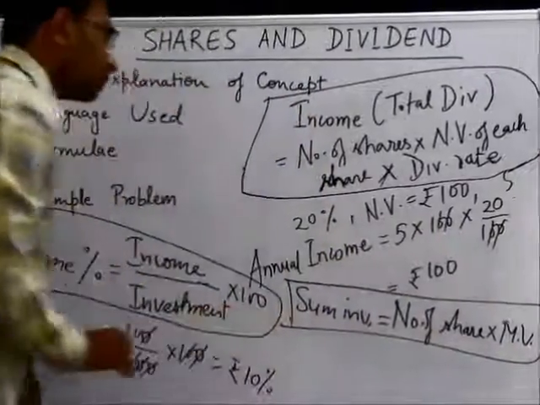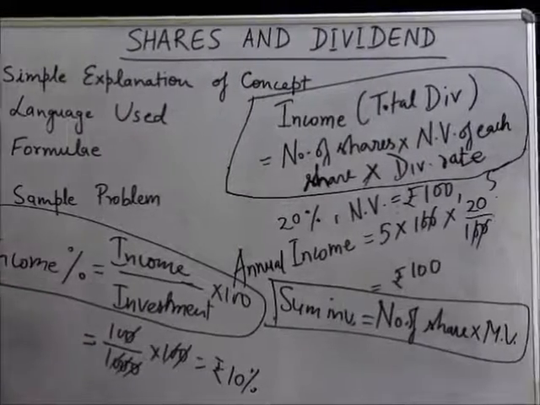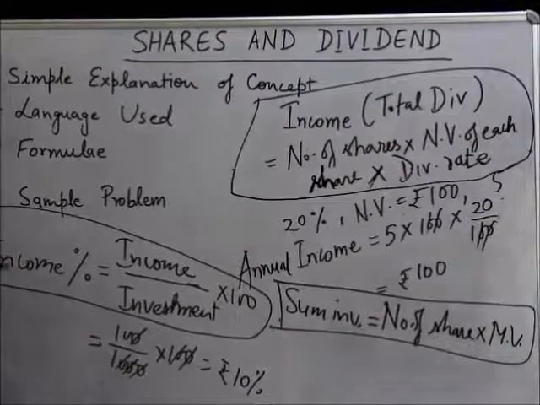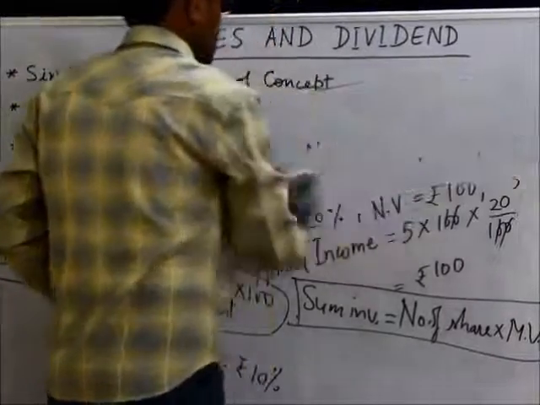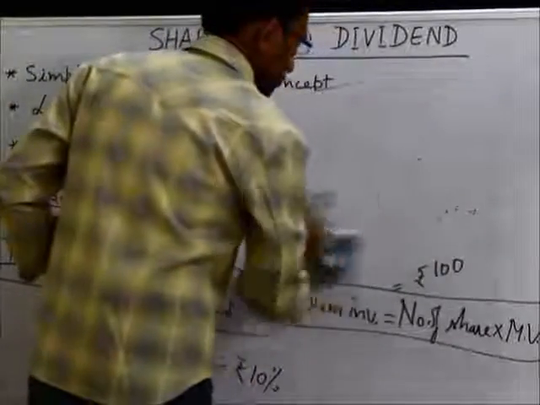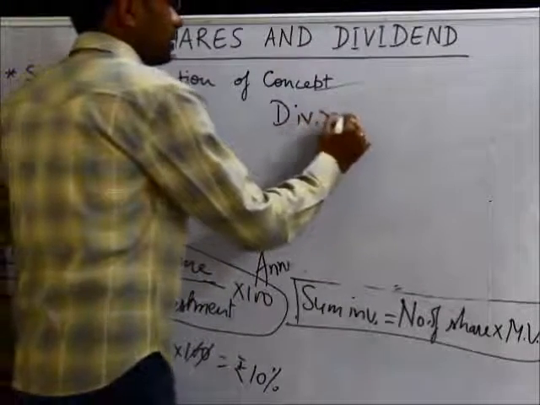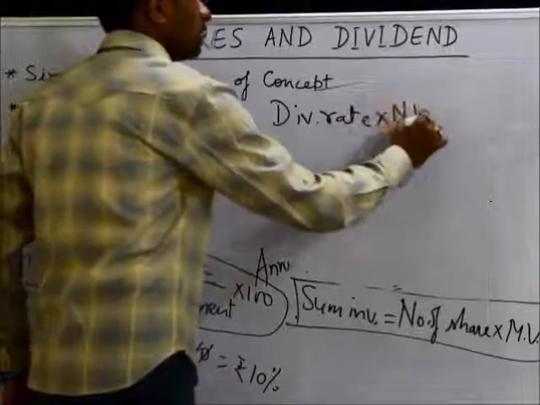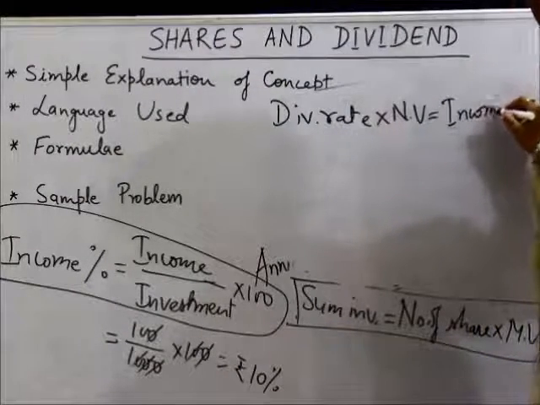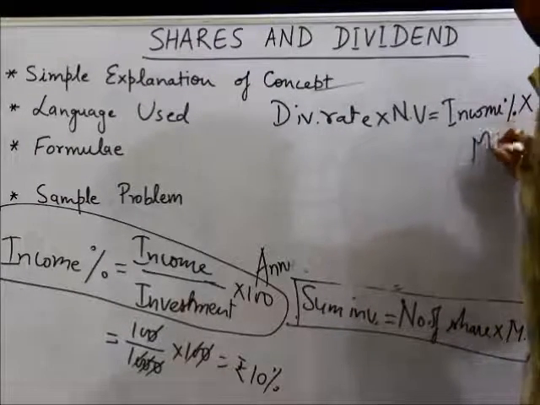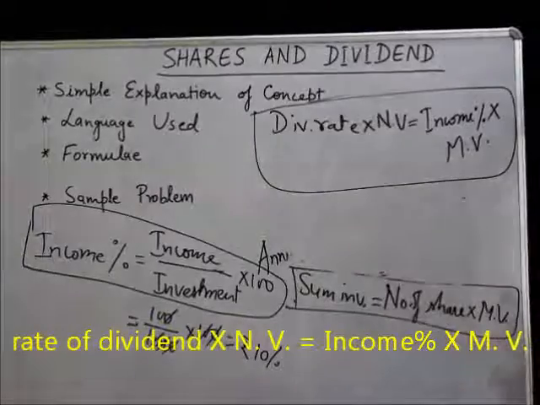Now you can actually solve all the problems using these three formulae, but sometimes to make any particular problem simple, we can use one more formula. So let us see what is that one more formula. That formula is rate of dividend or the dividend rate into nominal value, that is equal to income percent into market value. This is the formula. Dividend rate into nominal value will be equal to income percent into market value.